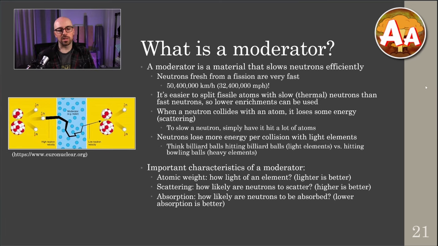Moderating is when a neutron collides with an atom and loses some energy. We call this scattering. I was trying to think the other day of a simpler word to use than scattering, but it's really hard to think of another analog. So colliding with an atom and losing energy is called scattering. So to slow a neutron, you just have it hit a lot of atoms.